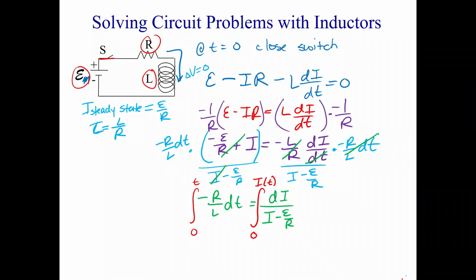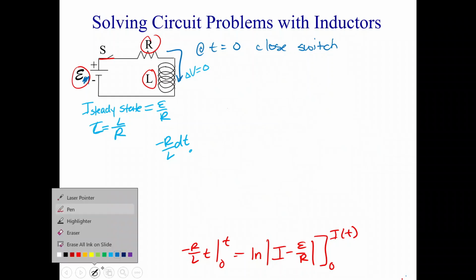So when we go through on the left side, we're going to get the negative R over L times time evaluated from 0 to t. And then on the right, that's going to be that same natural log. And because I've simplified this here, it's just the natural log of the denominator. And that gets evaluated from 0 to I of t. Let me clear some space at the top.